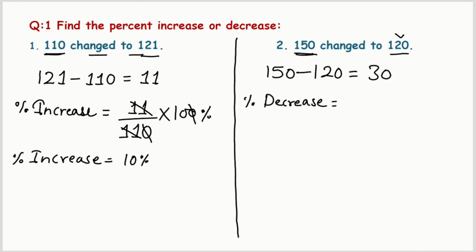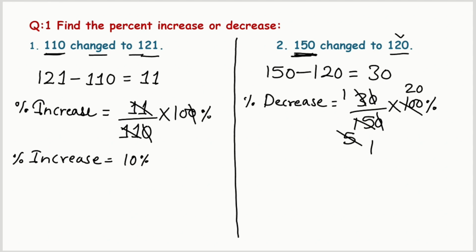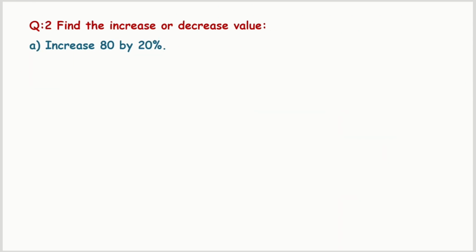And how we calculate the percent? So 30 over, what is the base value or first value? Which is 150 times 100%. So this 0 will be cancelled with this 0. 3 times 1 is 3. 3 times 5 is 15. 5 times 1 is 5. 5 times 20 is 100. So percent decrease is 20%.